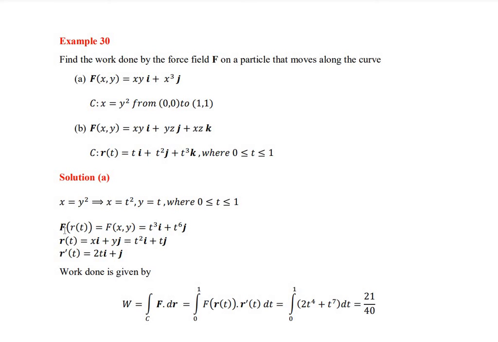And we can find out what is F of vector r of t. So there is a vector F of x, y. We can put x is equal to t squared and y is equal to t in this equation. You will get t cube i cap plus t raised to 6 j cap. And what is vector r of t? So you can write it as x i cap plus y j cap. What is x? x is equal to t squared and y is equal to t. So you can substitute that one, vector r dash of t. Therefore, work done, the formula is this one. You take the dot product, you will get this answer and evaluate. You will get this answer 21 divided by 40.